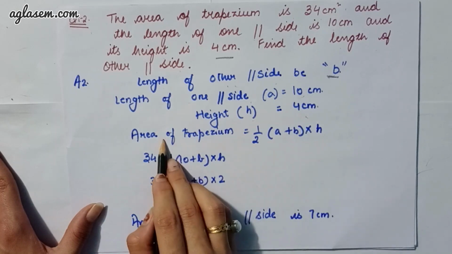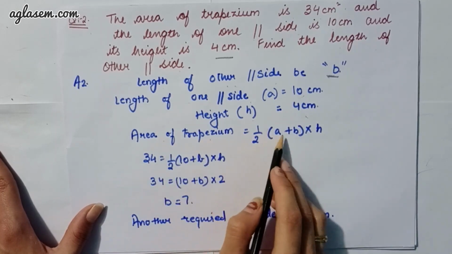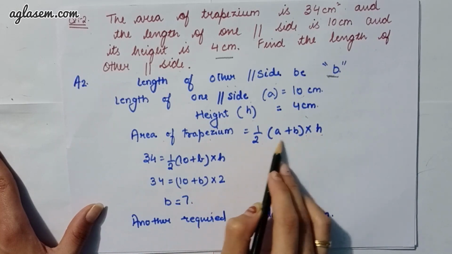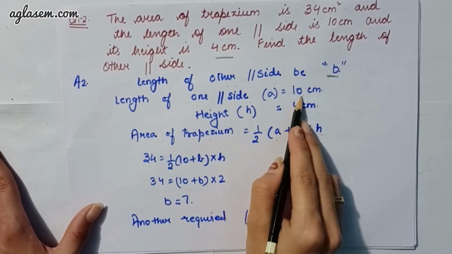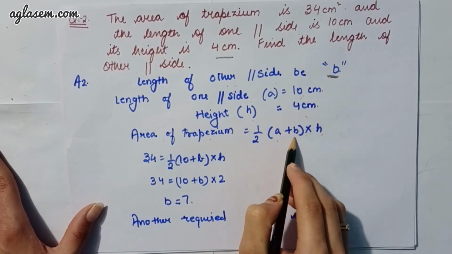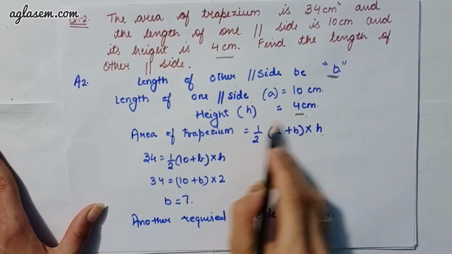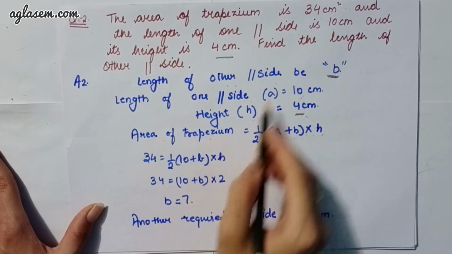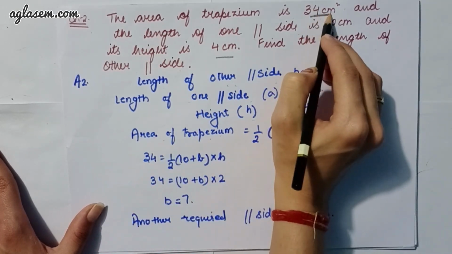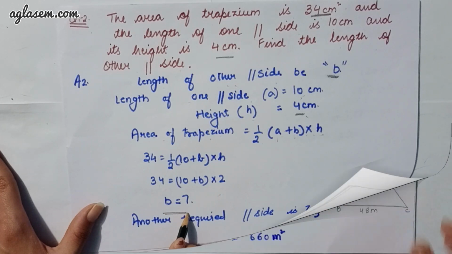So again, by applying the formula of the area of trapezium, that is 1 by 2 bracket a plus b into h, and a is given to us, that is 10, and we have to find b, the other side. We will write b into height. Height is given, that is 4 centimeter, and the area of the trapezium is also given, that is 34 centimeter square. So by placing the values, you will get the other side, which is 7 centimeter.